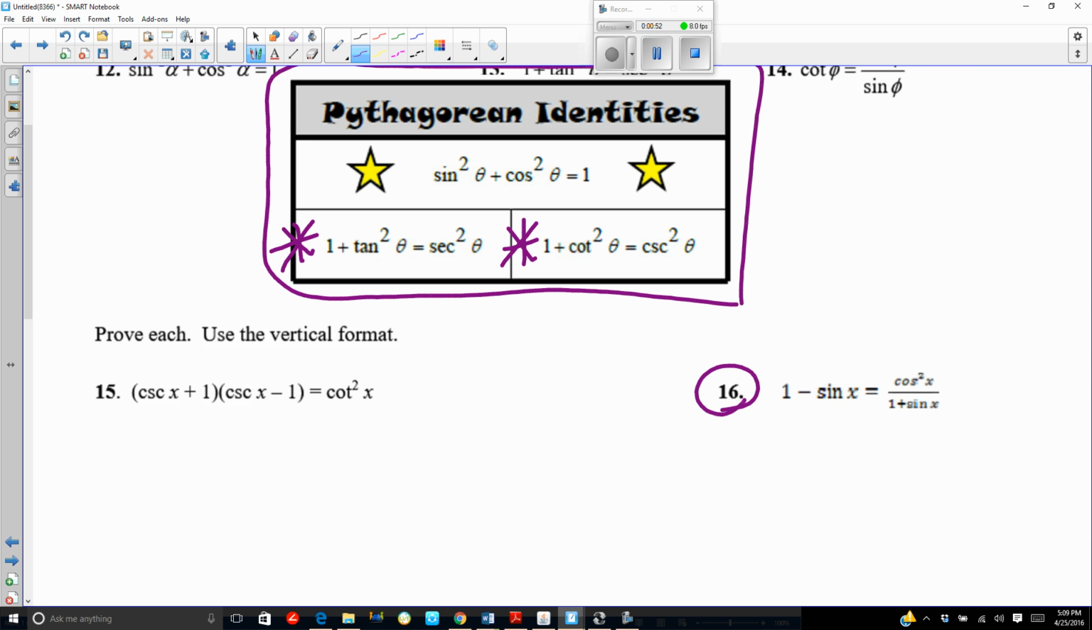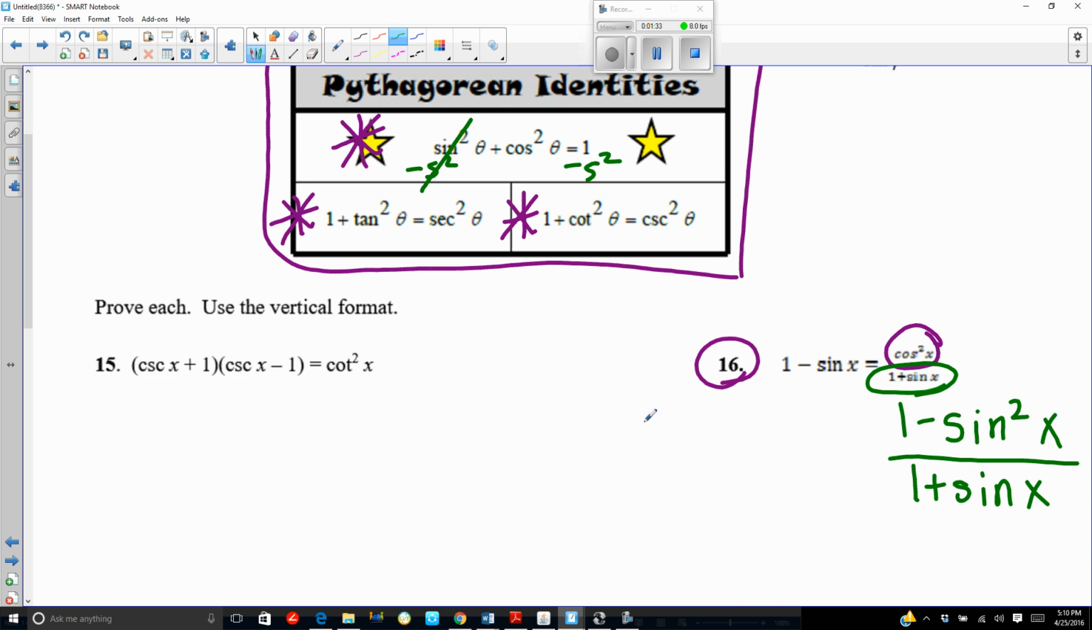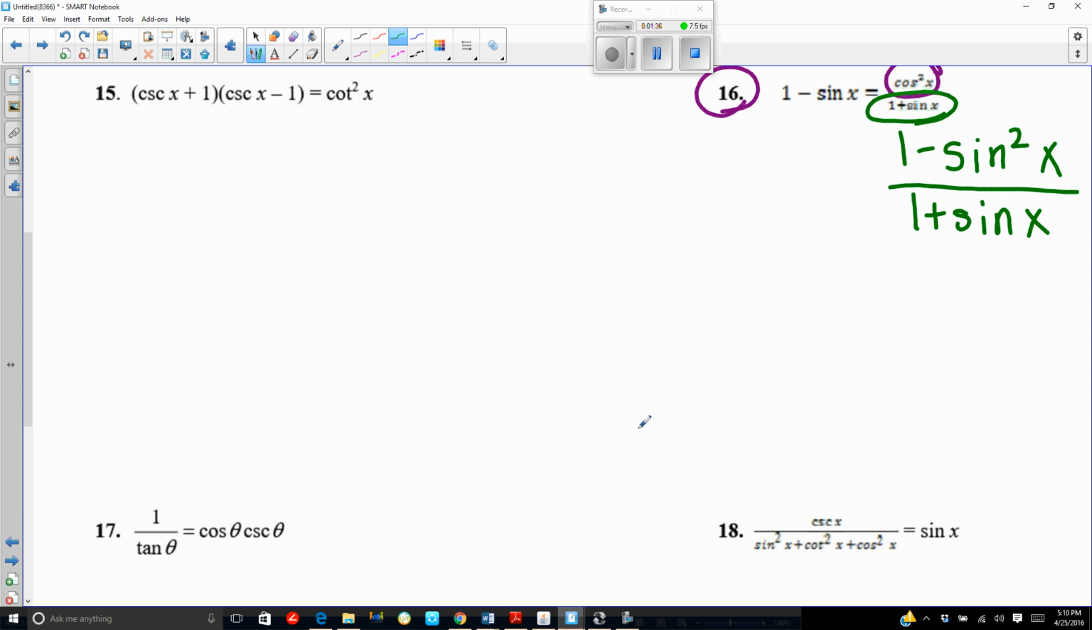So the first thing I'm going to notice is I'm going to use this first Pythagorean identity to rewrite cosine squared. Remember, you could solve this top equation. If I subtracted sine squared from both sides, you would get cosine squared equals 1 minus sine squared. So I'm going to rewrite cosine squared as 1 minus sine squared x over 1 plus sine x. Again, try to keep your proof as vertical as possible for these problems.